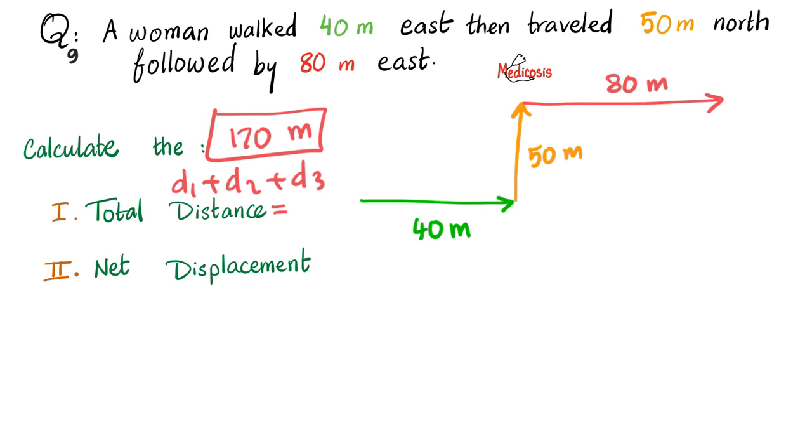How about the net displacement? I started here, I ended there. Remember that net displacement is the final point minus the initial point, or the tail to tip method. So this is the displacement that I'm trying to find. All of this line? Yes, indeed. How can I find this?